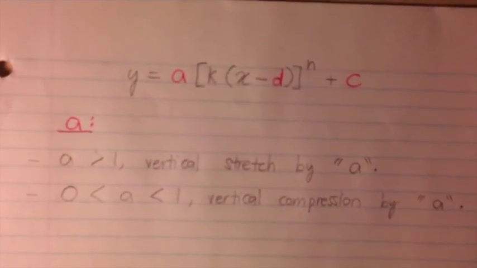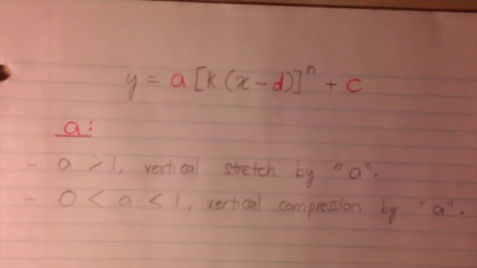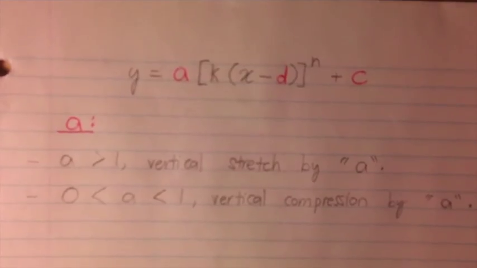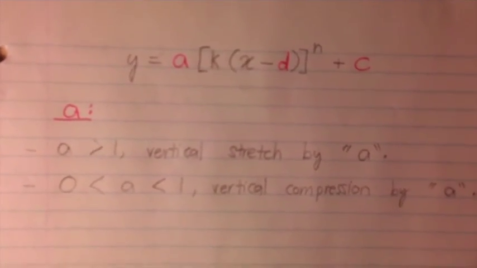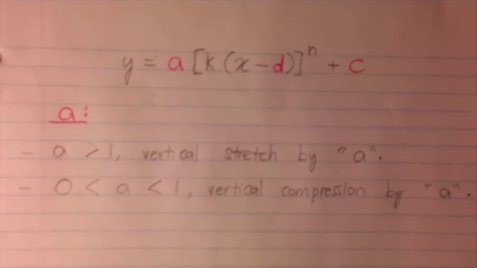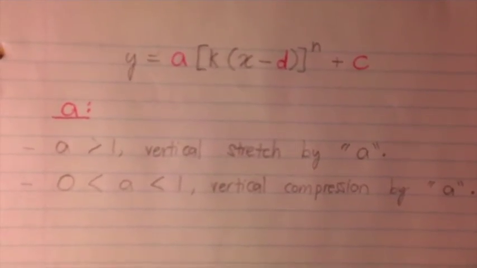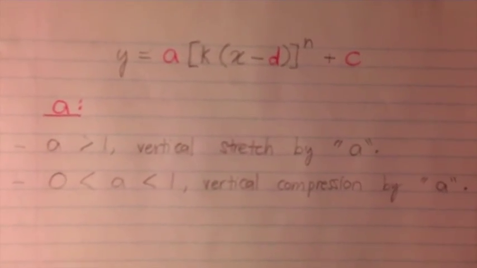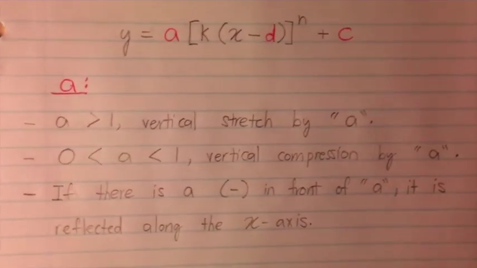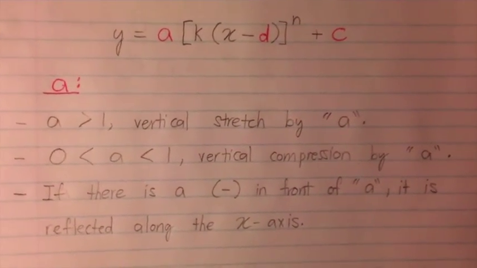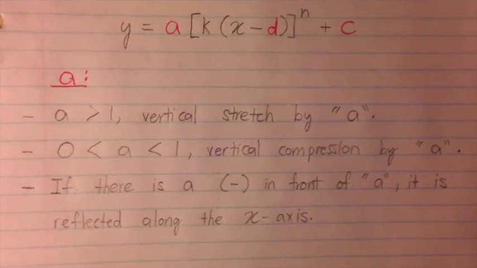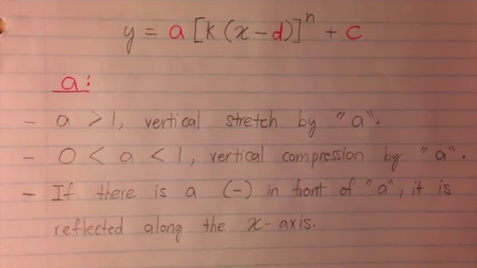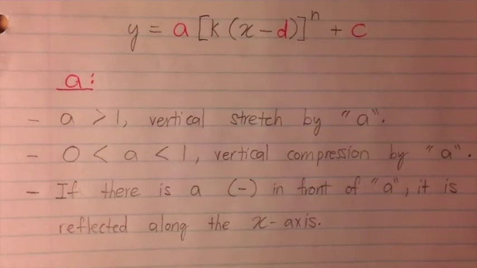Okay, now let's talk about the parameter A, which represents the vertical stretch or compression. When A is greater than 1, there is a vertical stretch by a factor of A. When A is greater than 0 but less than 1, there is a vertical compression by A. If there is a minus sign in front of the A, it has been reflected along the x-axis, but it will still be either stretched or compressed vertically by A.